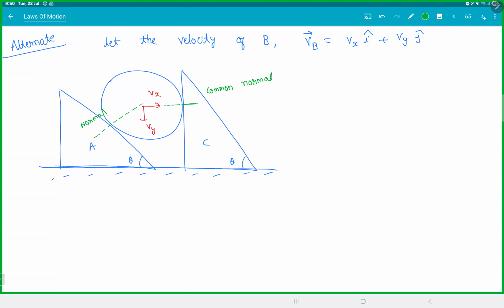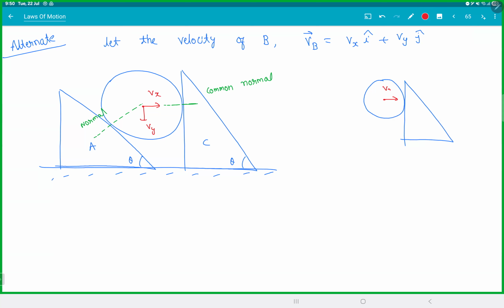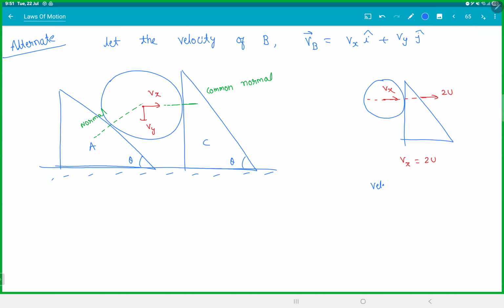Now from the rigid body constraint, we should know velocities along the normal must be same. So for B and C, if you look at the velocities along the normal, this is going with Vx, this is going with 2u. So Vx is equal to 2u. There, we got Vx pretty fast. So velocity along the normals must be same, or else B and C will lose contact.